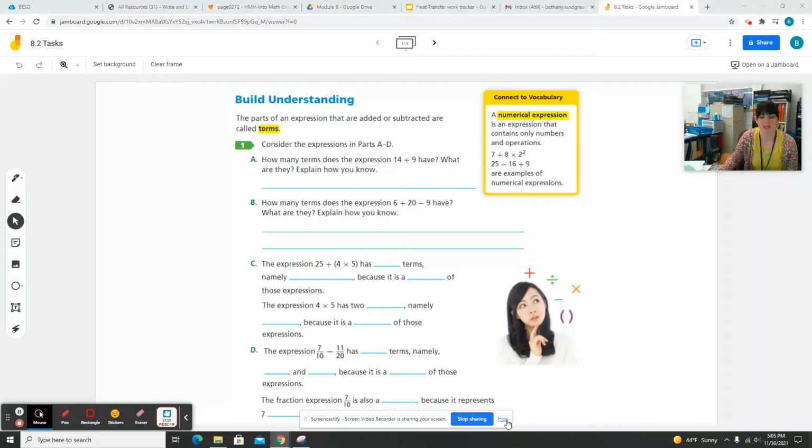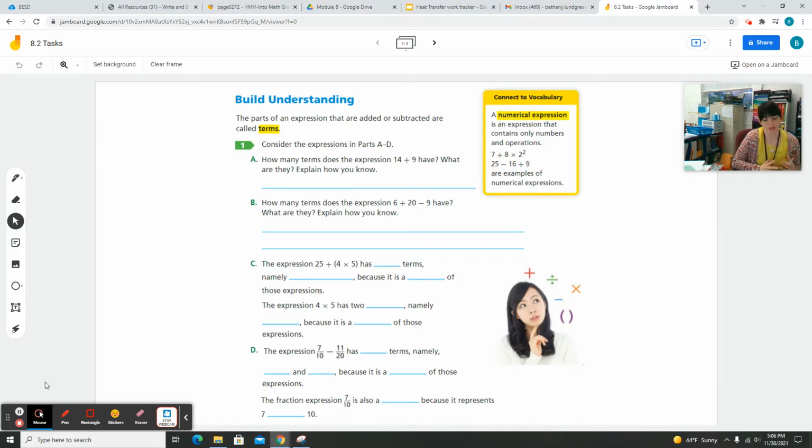This is task 1 for 8.2, so make sure that you're in your book following along. Okay, so what we're going to do is talk about terms, specifically terms of a numerical expression. For this first task, we're going to look at some expressions and talk about how many terms are in those expressions.